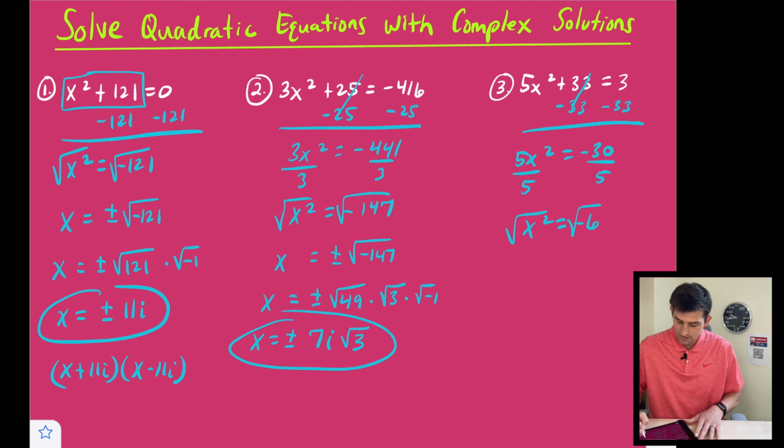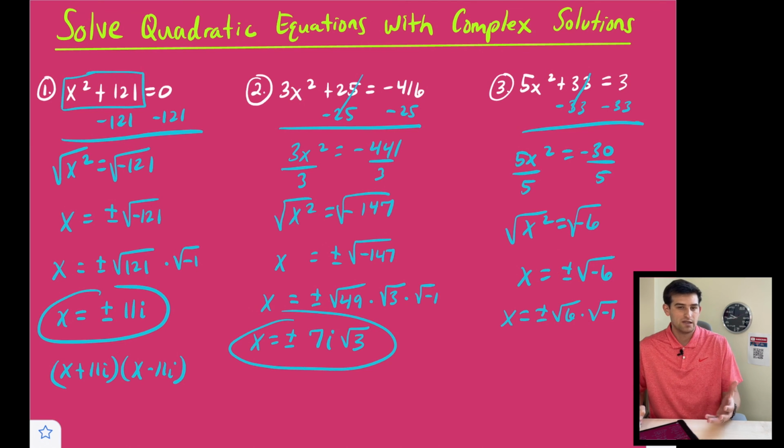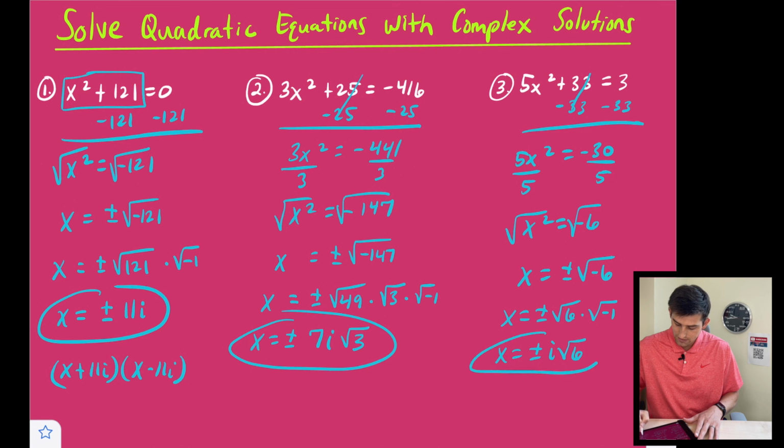Take the square root of both sides, and we get x is equal to positive or negative square root of negative 6. And in this case, we could write this as positive or negative square root of 6 times the square root of negative 1. And that square root of negative 1 is going to give us our unit i. Okay, so now we have x is equal to positive or negative i root 6. Okay, and so that's how we can solve some quadratic equations with complex solutions.